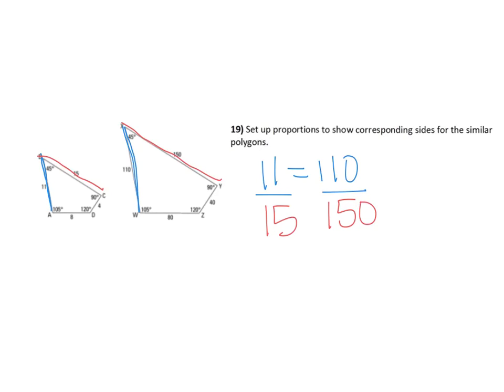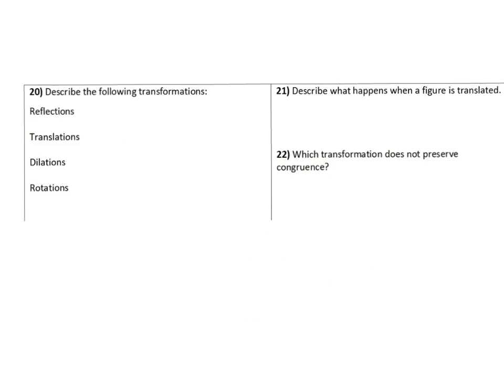Or you could use the letters from the triangle. And so you could say side AB goes with side WX, and then side BC goes with side XY. So you could either look at it in terms of numbers or in terms of the letters of the segments.